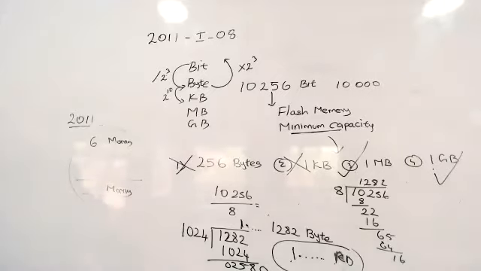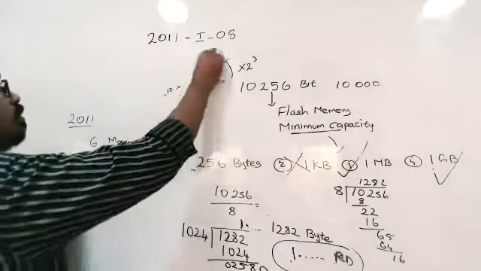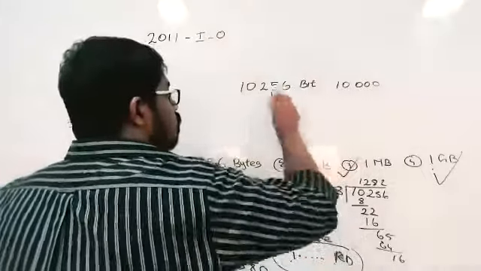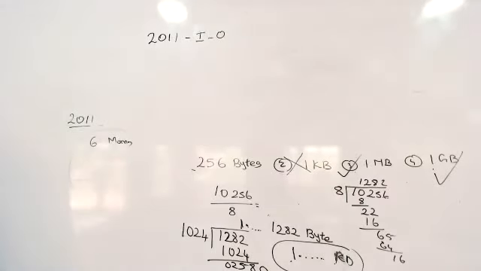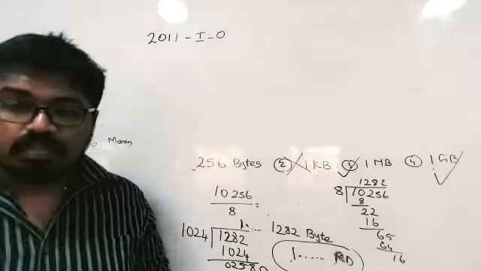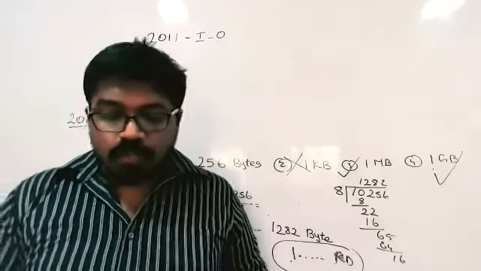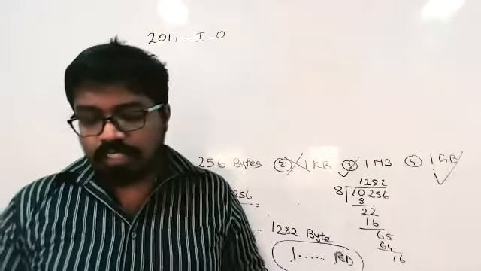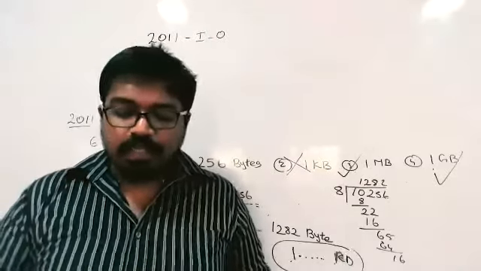Now I will consider question number 9 of the 2011 paper. Question number 9: binary coded decimal uses 4 bits to represent each digit in the decimal number system. Which of the following is a valid bit pattern in BCD?